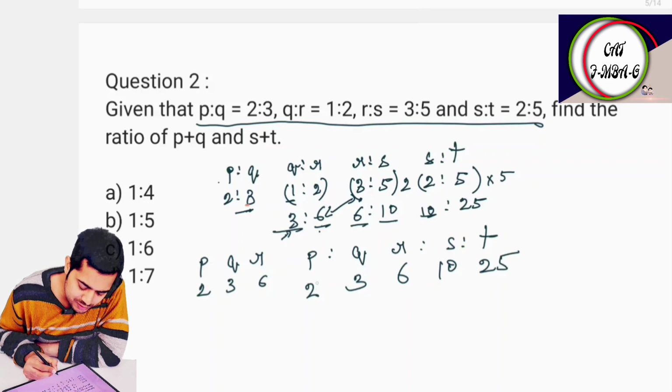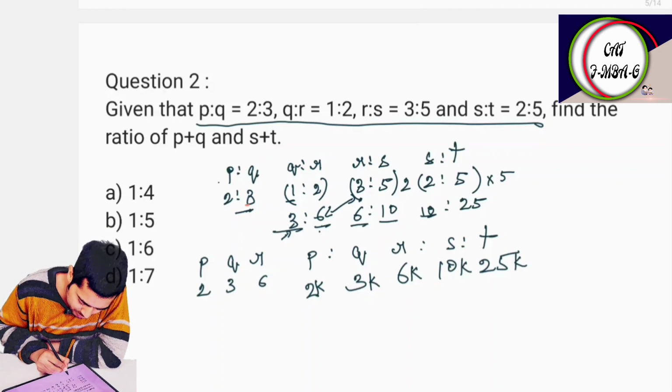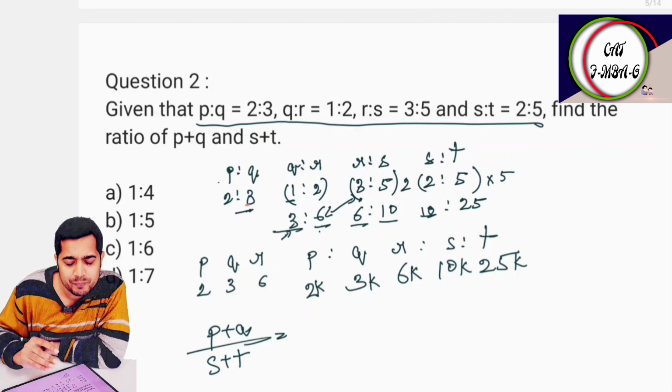Now you can introduce a single constant of proportionality, that is k or x or y or z, whatever you like. Now let's see the question. The question is P plus Q divided by S plus T. Here you can ignore the constant of proportionality also, because we are dividing.